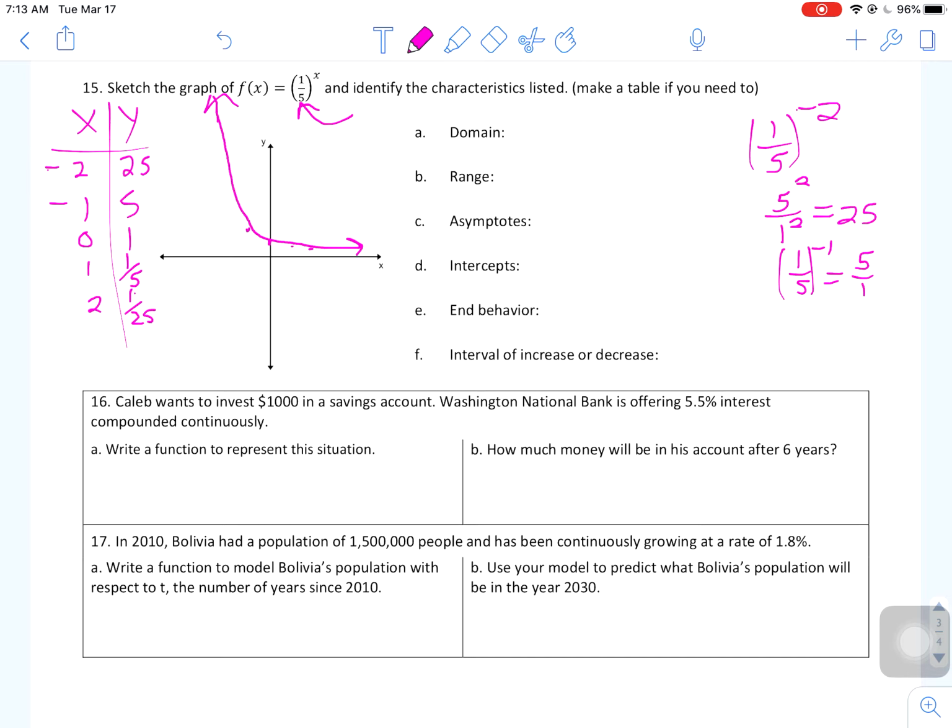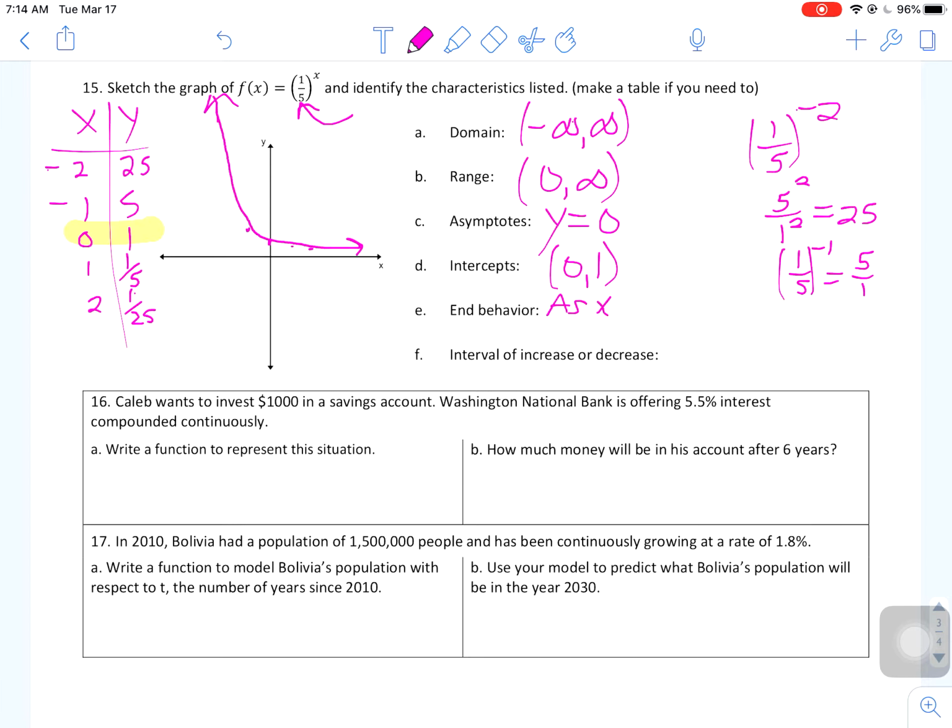So for our domain, just -infinity to +infinity. So those are all your x values. Everything works for the x values. For the range, we don't go below the x-axis at all. So 0, infinity. For the asymptotes, we never cross the x-axis, so y equals 0. For our intercepts, we saw over here in our table 0, 1 for a y-intercept.